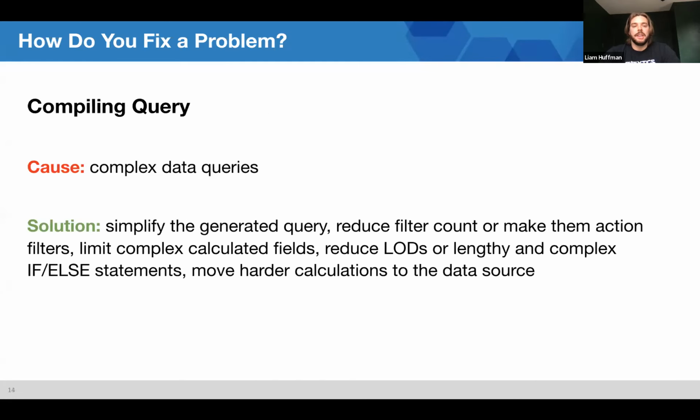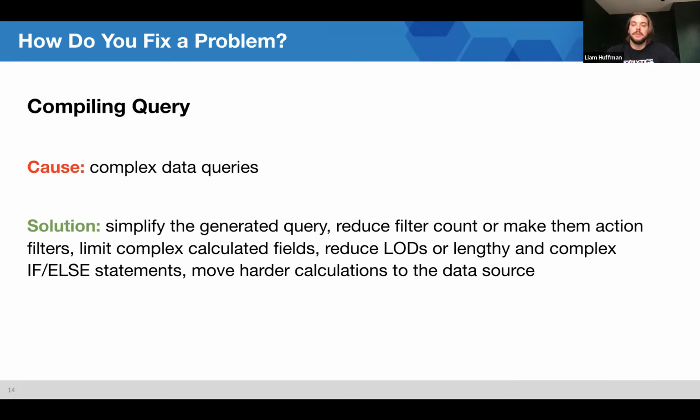The third is compiling query. The cause is complex data queries. So keep in mind, this is the query that Tableau is running in order to generate the view. So this is not your backend SQL. If you've got custom SQL as your data source, that is not the issue we're discussing here. These complex data queries are kind of hard to target, to find what exactly is wrong. Turns out a lot of things go into the queries that Tableau runs for us. Generally speaking, your goal is to simplify that generated query, get it as fast as possible.